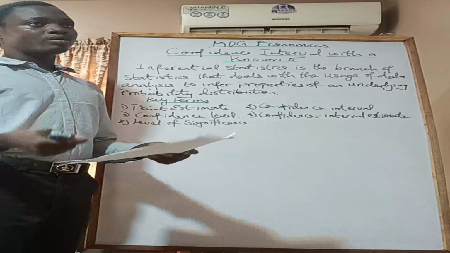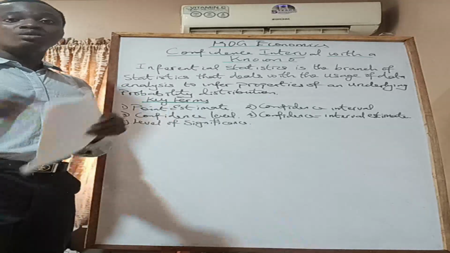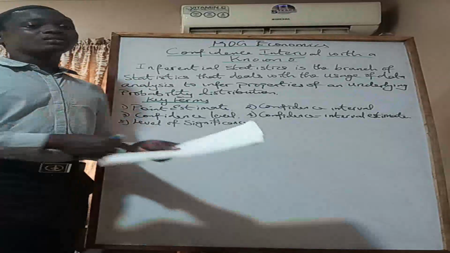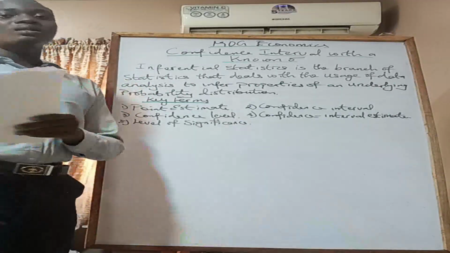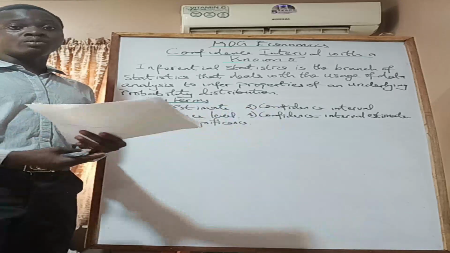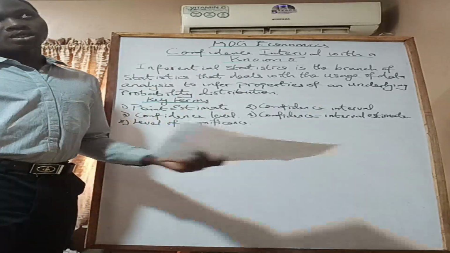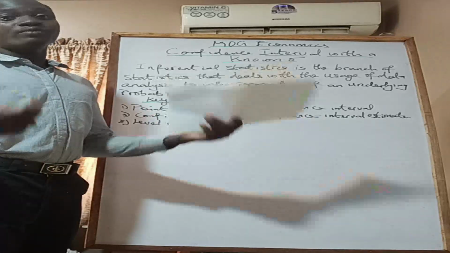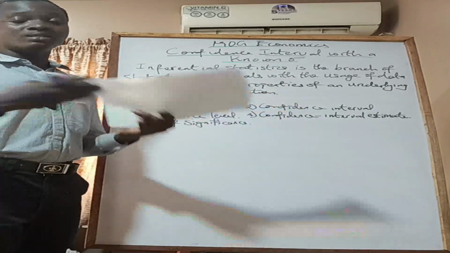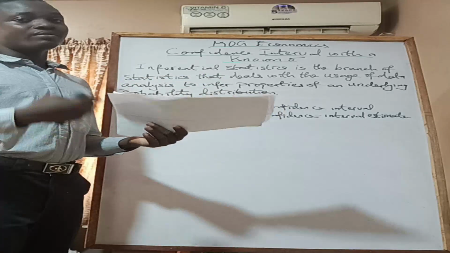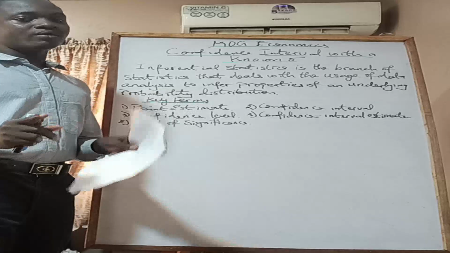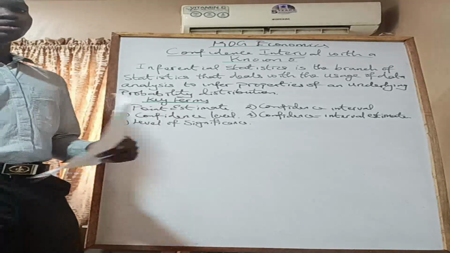Now, confidence interval is between 0% and 100%. Do you understand? So the level of significance is now 100% minus whatever your confidence interval is. If your confidence interval is 95%, for example, your level of significance is going to be 5%. So let me put it this way: level of significance plus confidence interval equals 100%.